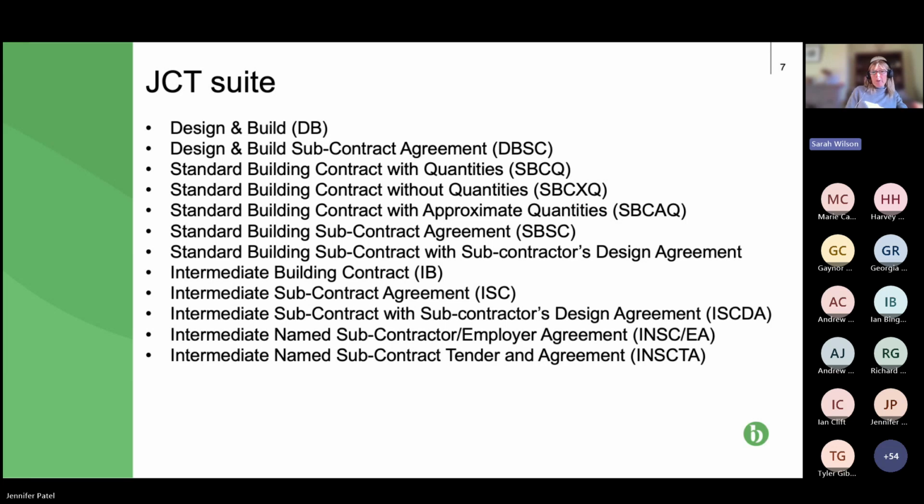So, of course, if you're familiar with JCT, the first one, the design and build, is the most commonly used, and then the design and build subcontract underneath it. But other various pricing options, so with and without quantities, approximate quantities. And interestingly, we've got a named subcontractor agreement right at the end.